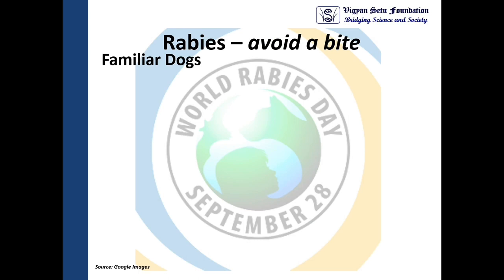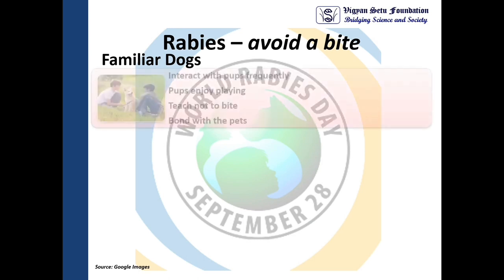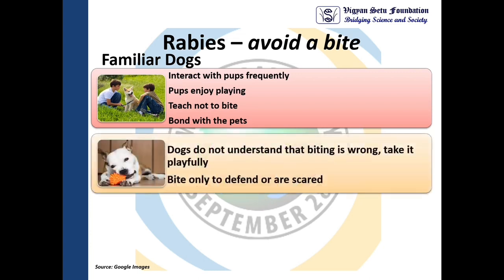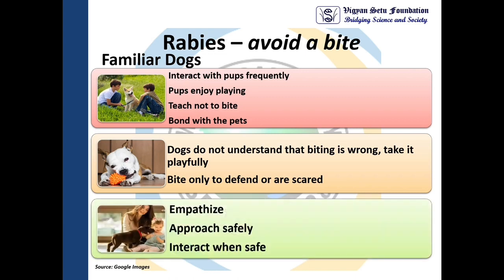How to avoid a bite in case of familiar dogs? Well, one must start interacting with the pups very frequently and teach them not to bite, developing a sort of bond with their pets. The dogs do not understand that biting is wrong, and they use biting only as a means of defense. So, with familiar dogs, one must empathize and approach or interact with them when it is safe.